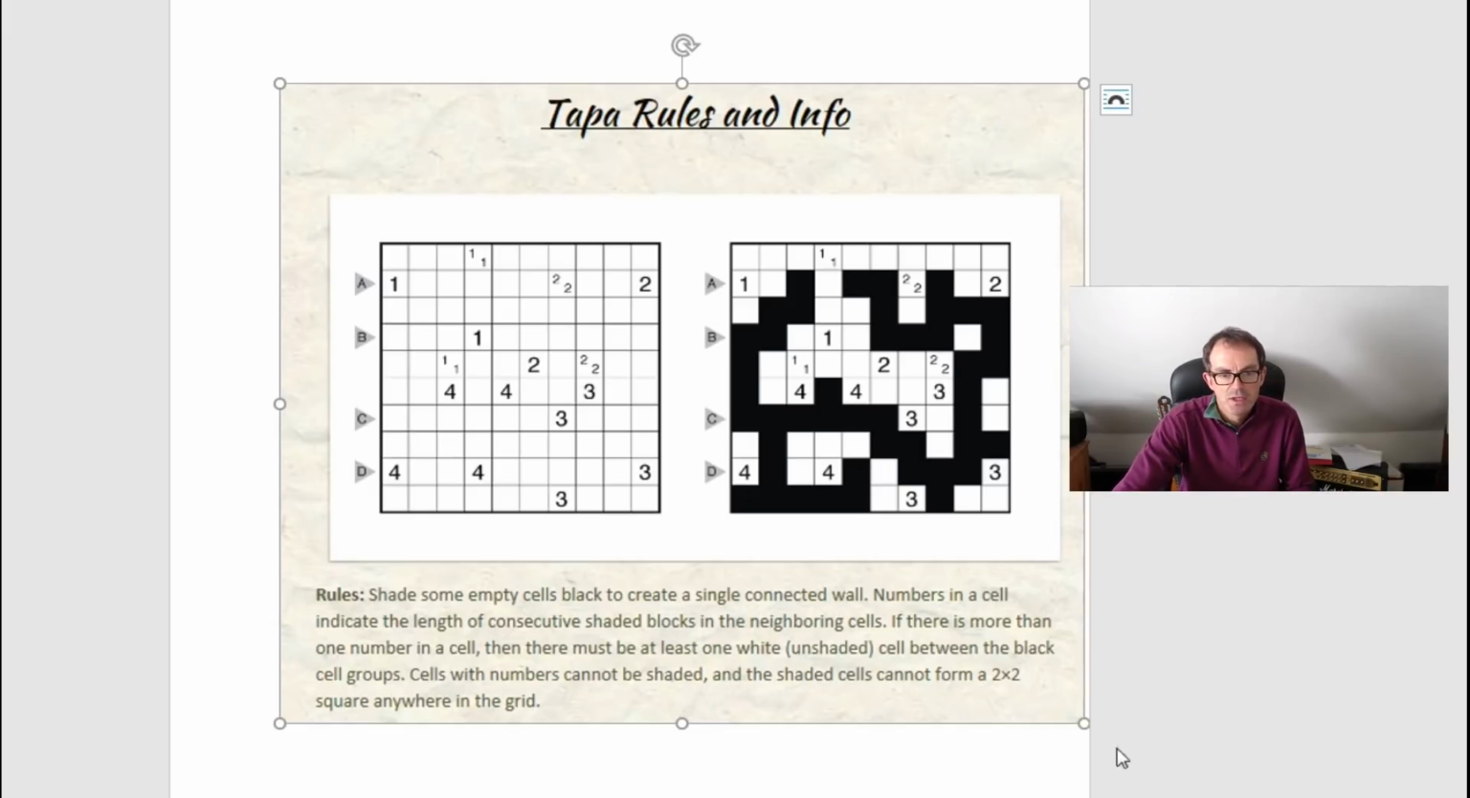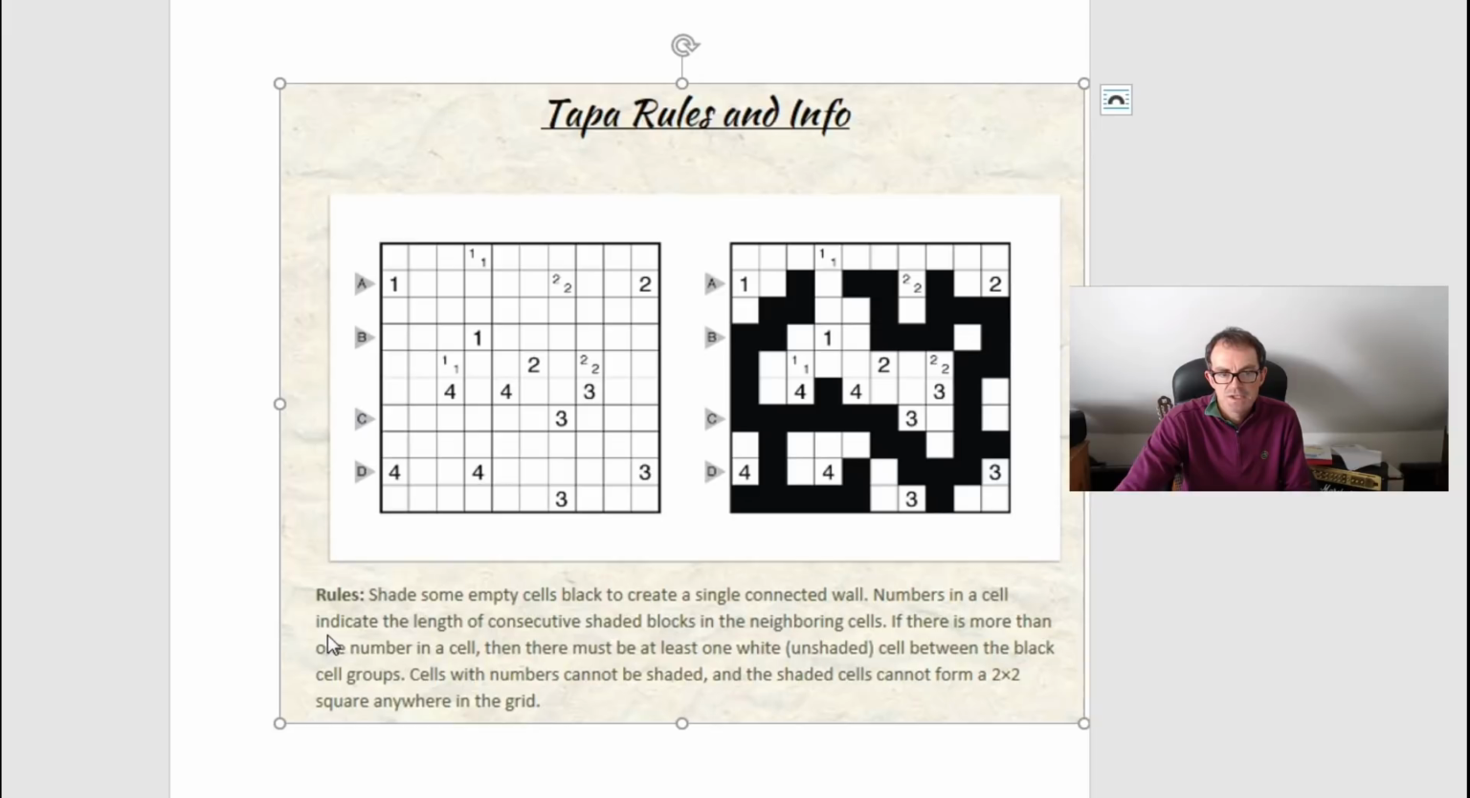Let's read them together. Shade some empty cells black to create a single connected wall. So that's the first important condition. You can see all of the black squares in the answer here are connected. They form a single line, and that is very important. A single orthogonal line as well. It doesn't count, so if this square here where the cursor is was on its own a black square, that is not considered to be connected to this square.